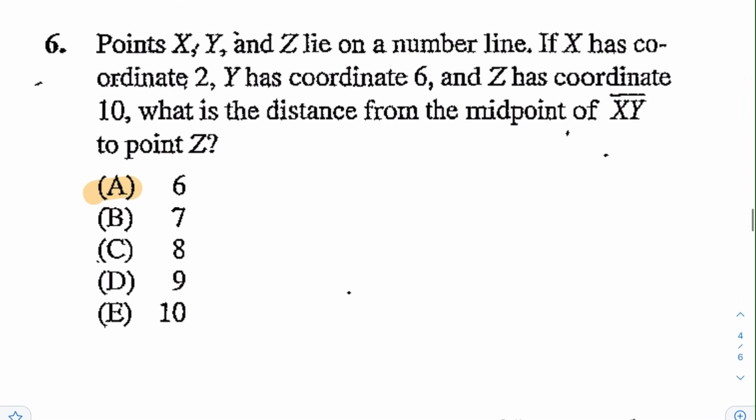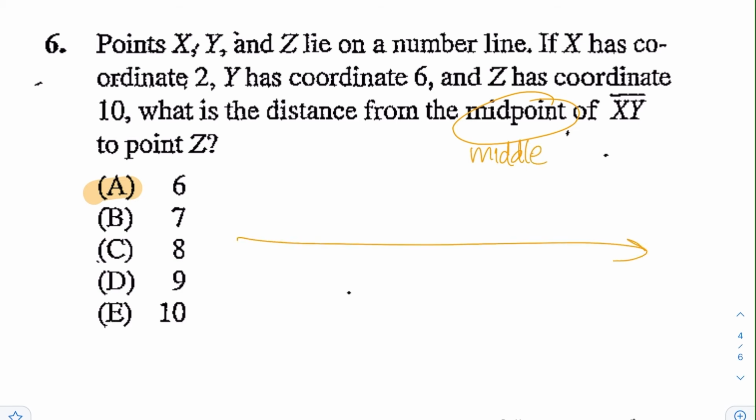All right, next for number 6, points X, Y, and Z lie on a number line. Now, if X has coordinates of 2, Y has coordinate of 6, and Z has coordinate of 10, what's the distance from the midpoint of XY to point Z? So midpoint just means middle, and to get the middle, you just gotta divide it by 2.